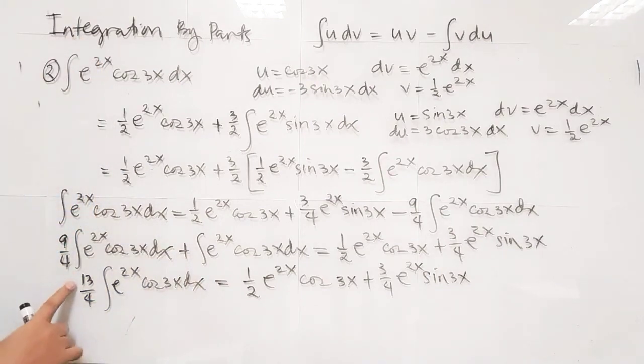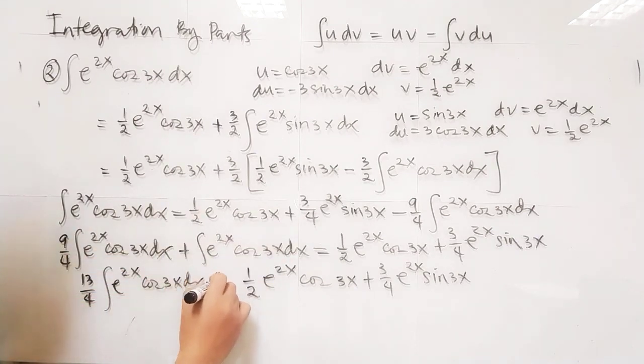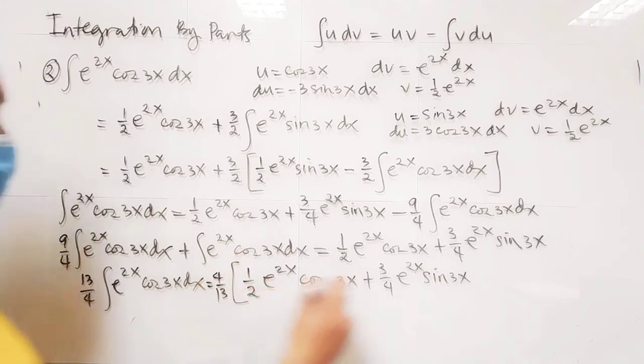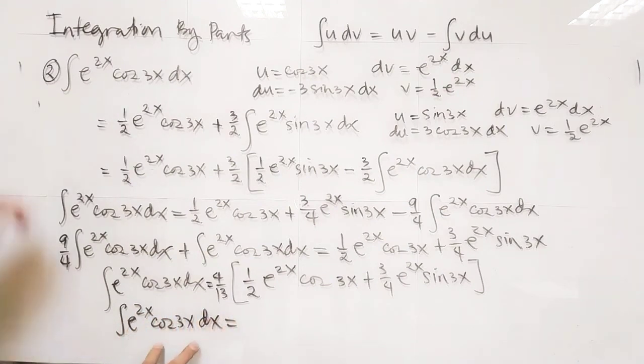This time, this 13/4 will be transferred to the other side. So you will have a multiplier of 4/13 on the other side. That will be our multiplier for this one. So we will erase this 13/4 because we already transferred it to the other side. That becomes 4/13, so that our final answer for the integral of e 2x cosine 3x dx, because this is our problem.